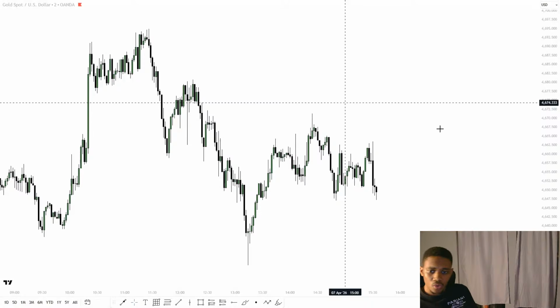Because it can crash from this zone. Not even sell, it can crash. What's happening with my thing now?